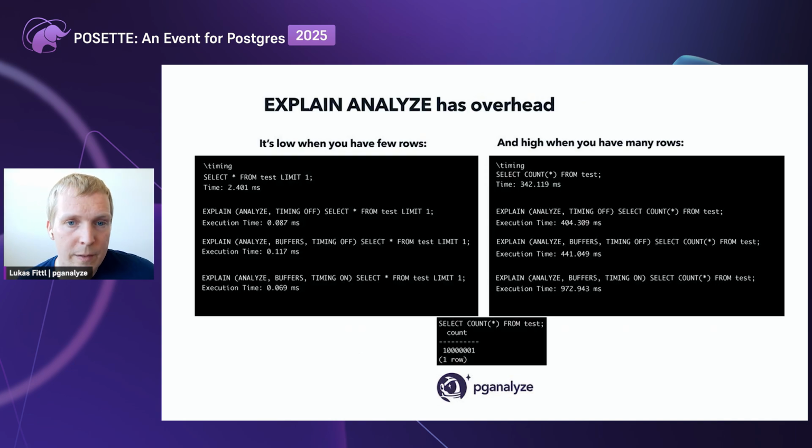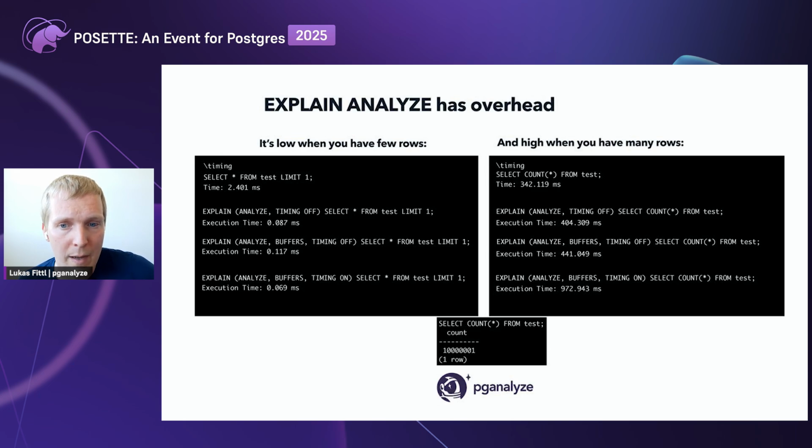The other thing to know with EXPLAIN ANALYZE is that it has overhead. When you run a query without EXPLAIN ANALYZE, and it's a query that doesn't work with a lot of rows, usually the measurements are pretty similar, right? However, once you have a query that's very slow, in this case, the query just measured from the client side takes 340 milliseconds. But if we measure the query with EXPLAIN ANALYZE in the picture without timing, which means no per-node timing information, it's similar, right? It's 404 milliseconds. So we added a little bit of overhead here.